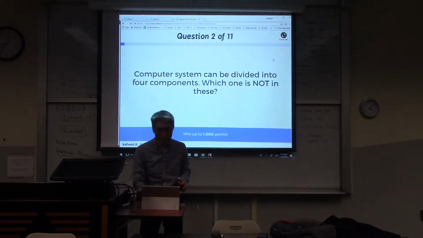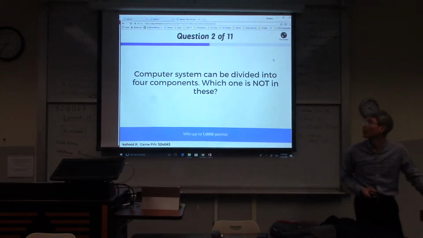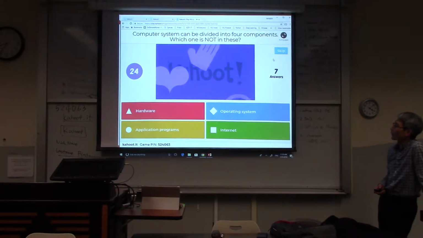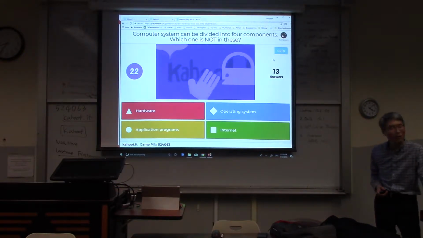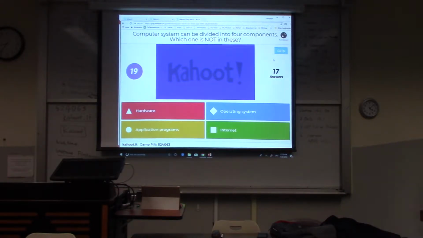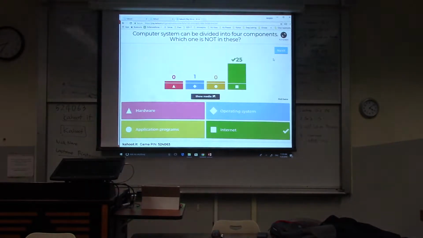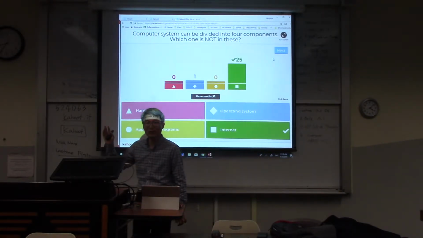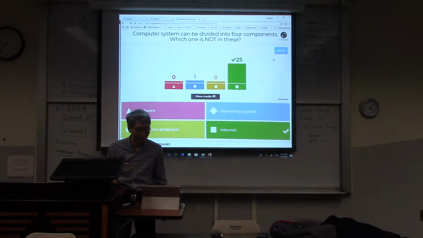Next. Okay, the first question. A computer system can be divided into four components. Which one is not in this component list? Most of the questions are obvious. It's not complicated, and it's from the textbook or the PPT file that I use, or from my lecture, so don't be too serious, like on the internet. But believe me, I think the first question will be the last one to get a perfect answer.